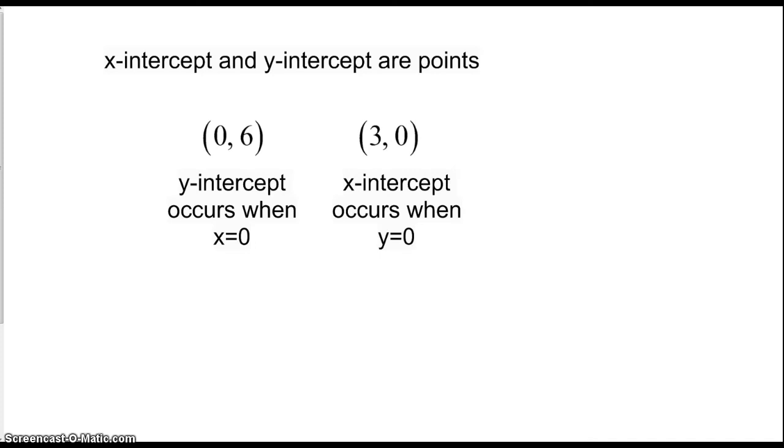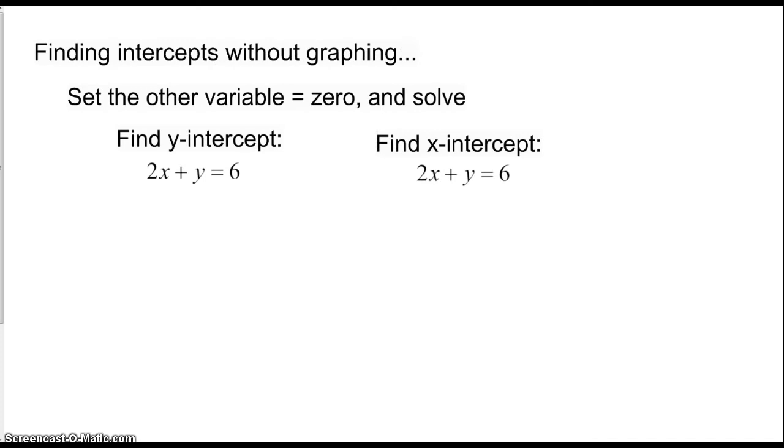Intercepts always occur when the other variable is 0. The x-intercept occurs when y equals 0. The y-intercept occurs when x is 0. And the intercepts themselves are points, so they have an x and a y coordinate. So we can actually find the intercepts of the graph of an equation without graphing it. We can just take advantage of this idea that an intercept always occurs when the other variable is 0. So we can just take the equation, set the other variable equal to 0, and solve the remaining equation.